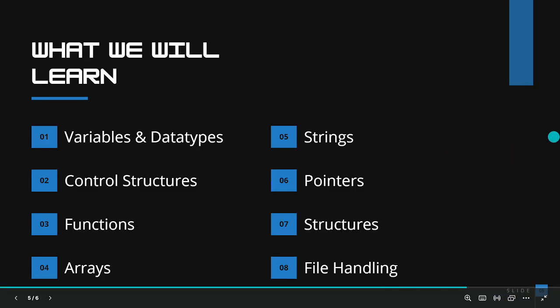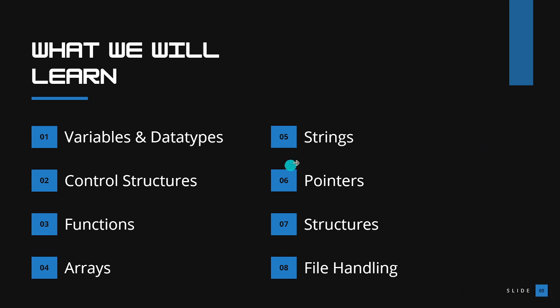Now going ahead, we will learn about different topics in C programming, such as variables and data types. How do variables store data and how can we manipulate that data? We will learn about control structures such as for loops and while loops and how they control the flow of a program. Then we will learn about functions, which are basically reusable blocks of code used to perform specific tasks. Then we will learn about arrays and strings and how we can use them to manipulate data. Then we will learn about pointers, which help us in understanding memory management and how computer memory works.